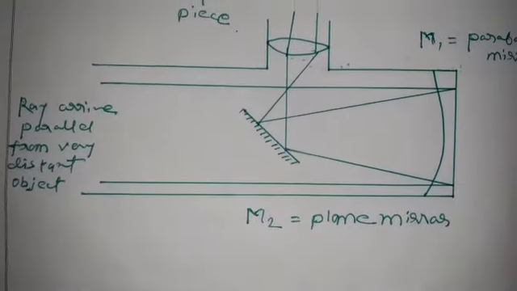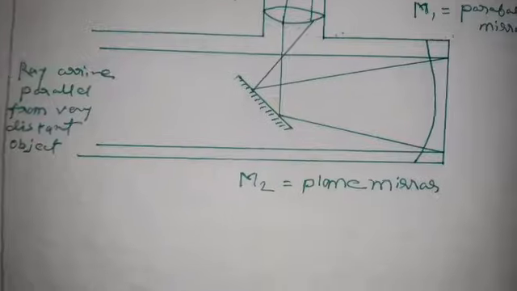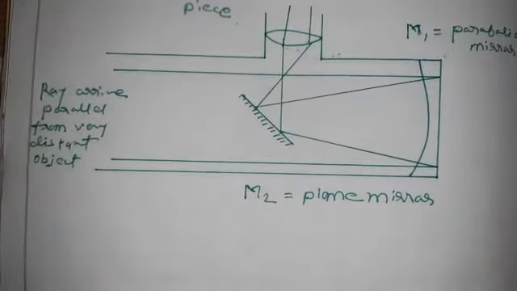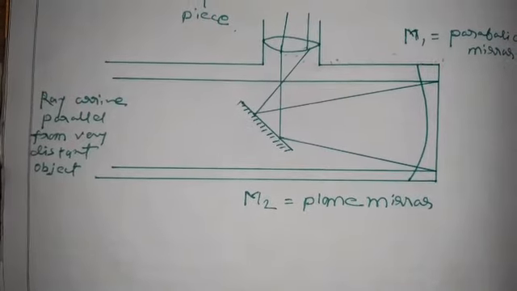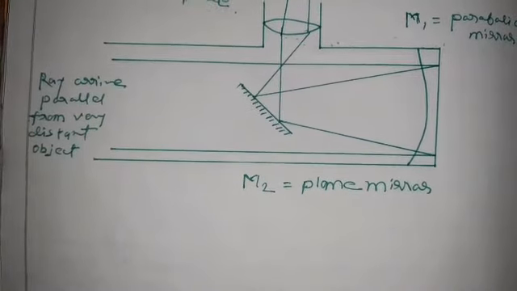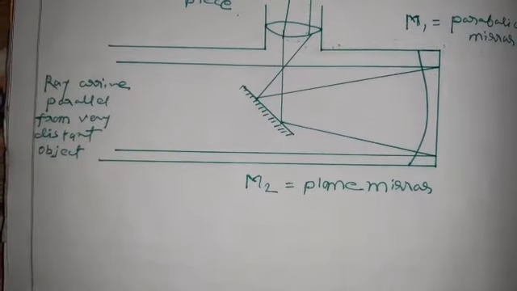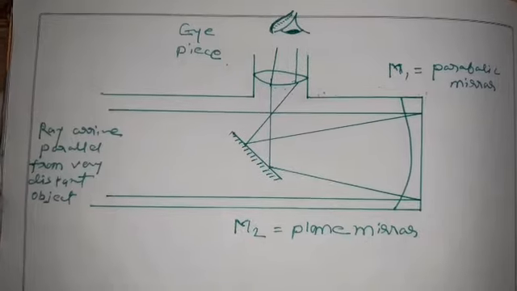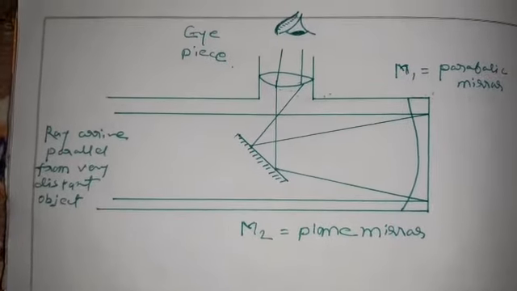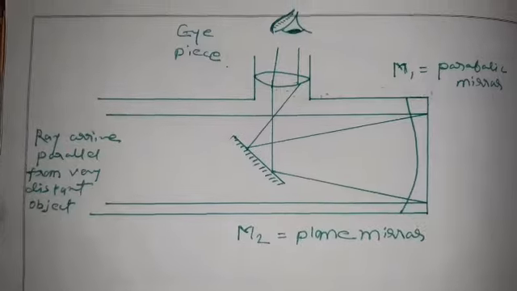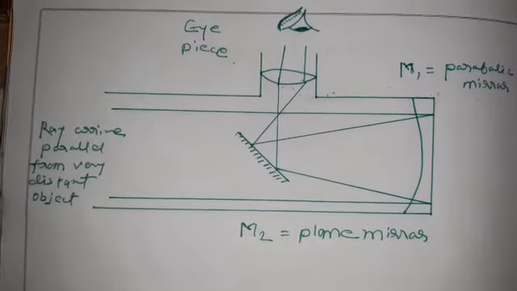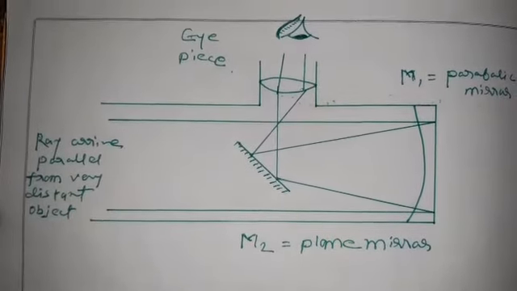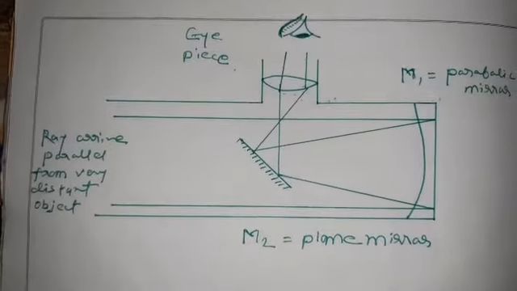The plane mirror reflects the beam and a real image is formed in front of the eyepiece lens. The eyepiece acts as a magnifier, and the final magnified image of the distant object can be observed by the eye.